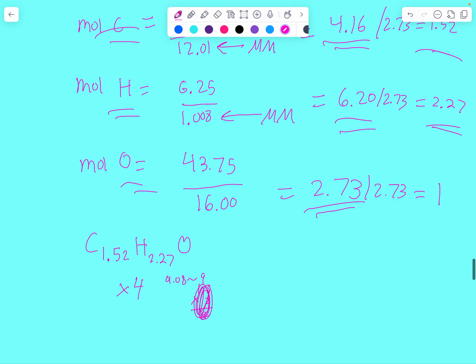So what I'm going to do is multiply everything by 4. 1.52 times 4, that's 6.08, which is roughly 6. Okay, and let me just show you this real quick. If I do that little squiggly line and I say like 6, this means approximately. So don't let that scare you if you see that symbol in lab or something. All right, so you have C6. I multiply the H by 4. And I got, again, 9.08, and it's roughly 9. So it's H9. And I got this invisible 1. What's 1 times 4? 4. So after scaling the ratio to whole numbers, the empirical formula is C6H9O4.